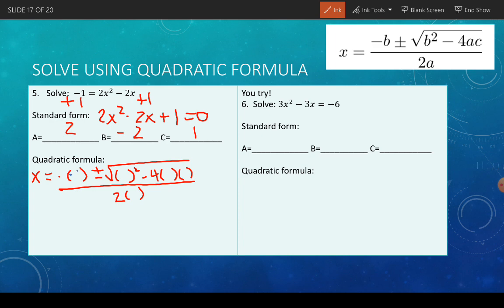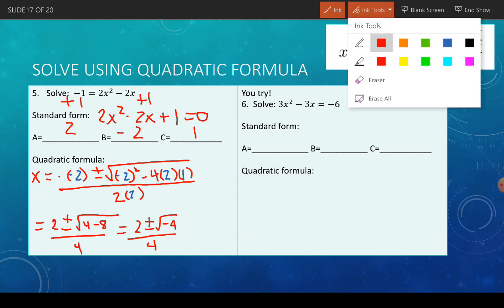B is negative 2, 4 times a is 2, c is 1, and a is 2. So this simplifies to give us 2 plus or minus the square root of 4 minus 8 divided by 4. And this equals 2 plus or minus the square root of negative 4 over 4.